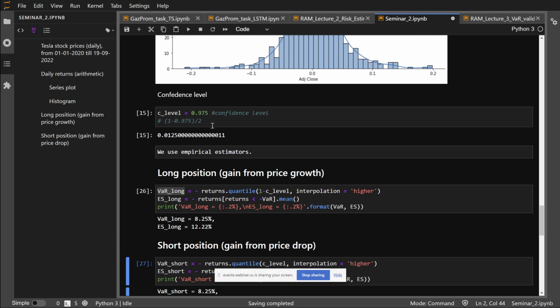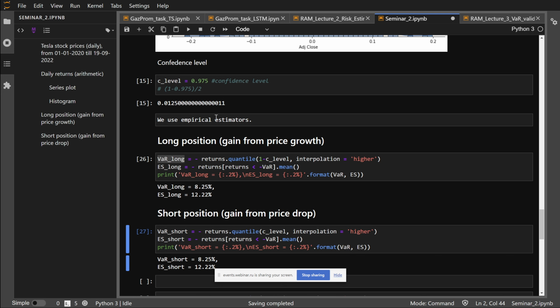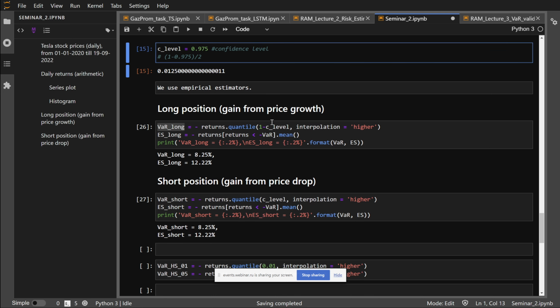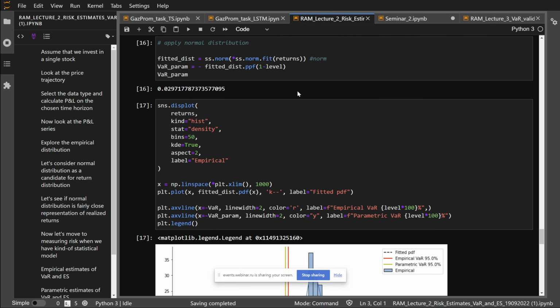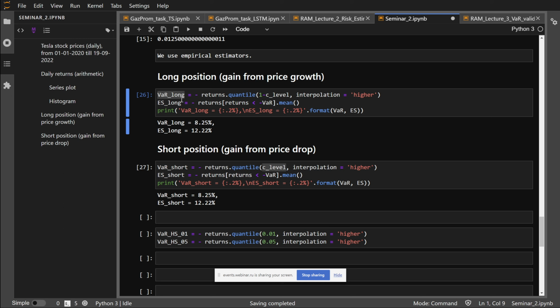Okay, so you have a confidence level. It's 0.975. Okay, great. Yes, and for long position, I use 1 minus this level, and for short position, just this level. Okay, so you're telling me that 8% is something that we should expect? Maybe I'm just printing something else.